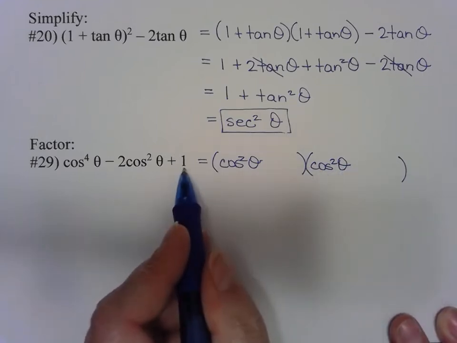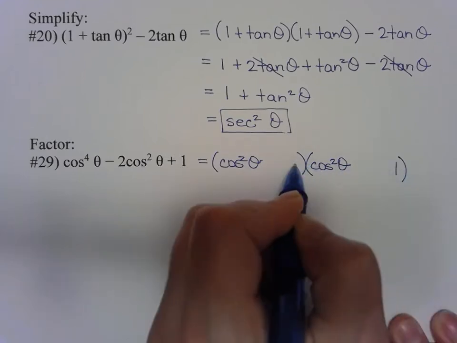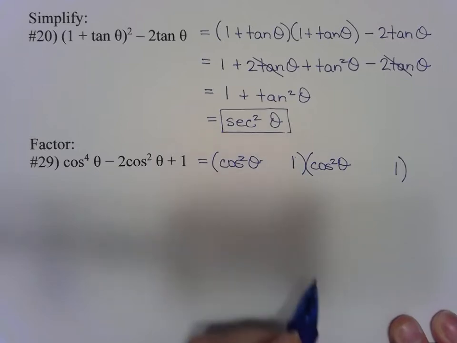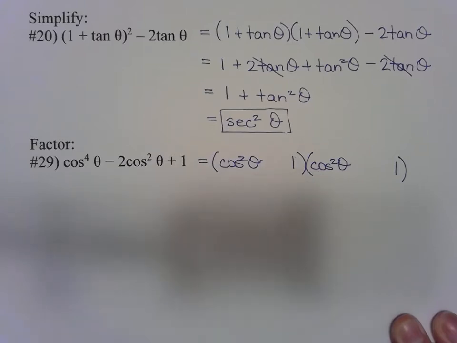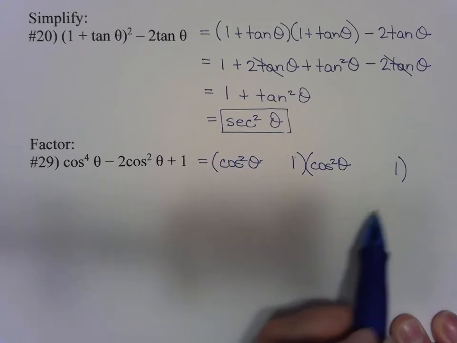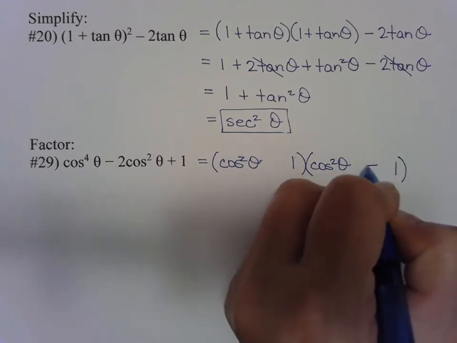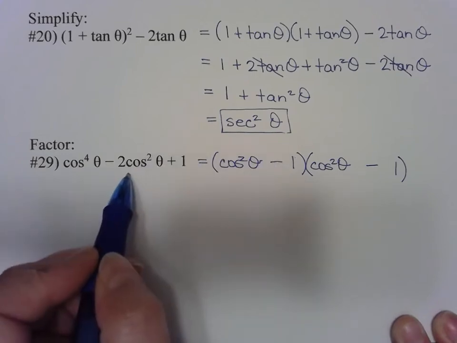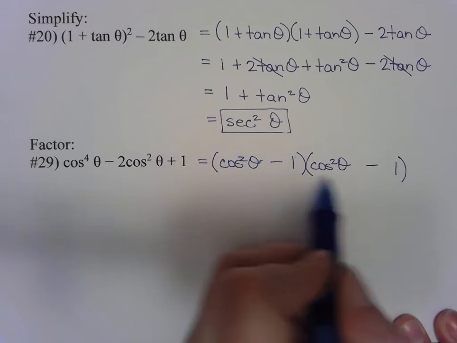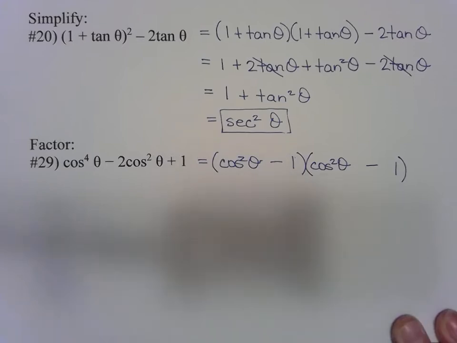And to get 1 in the back, I'm going to need 1 and 1. So if I FOIL that together, cosine squared times cosine squared would be cosine to the 4th. And then on the outside, I would need a minus cosine squared. And on the inside, I would need a minus cosine squared to get the middle. And negative 1 times negative 1 would be 1.